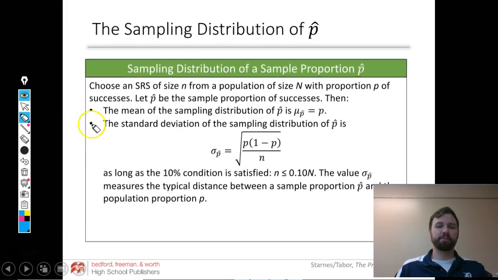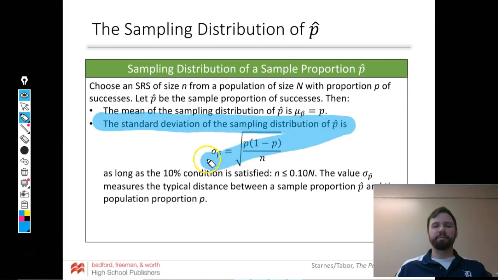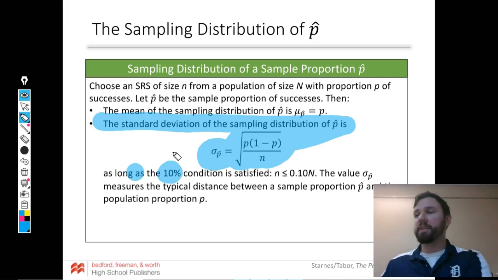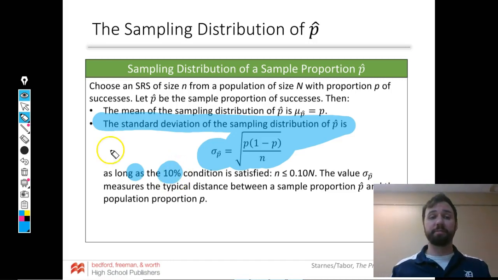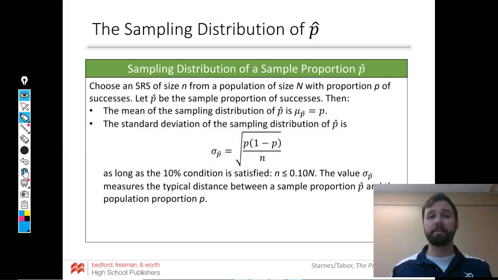Standard deviation is a little bit trickier. The standard deviation is the square root of p times 1 minus p, success times failure proportion, all divided by n. Now, as long as the 10% condition holds, remember, where the sample is less than or equal to 10% of the total population, then the measure typically varies by the standard deviation from the mean. If that does not hold true, you cannot make a conclusion about the standard deviation. Okay? The 10% rule is important here.